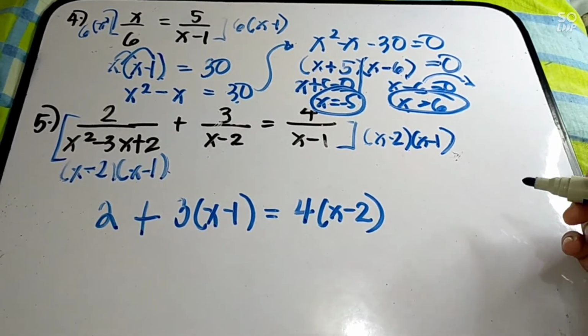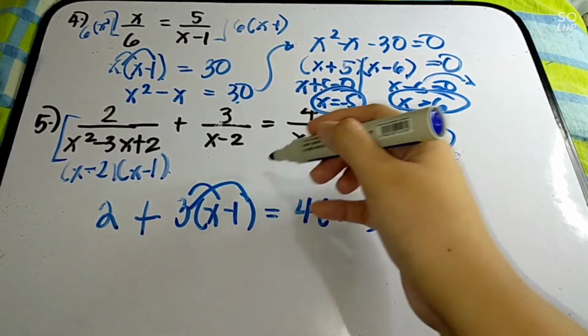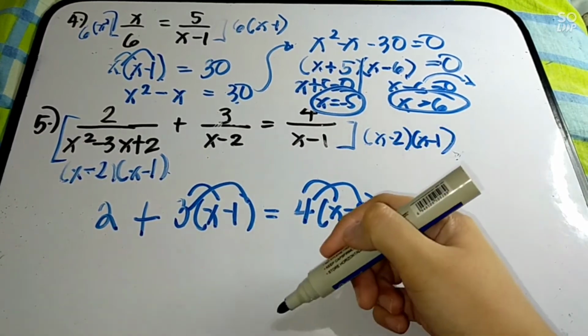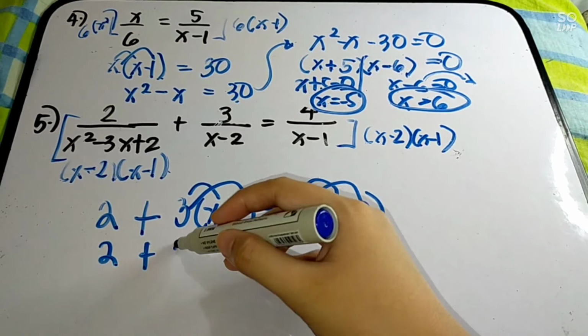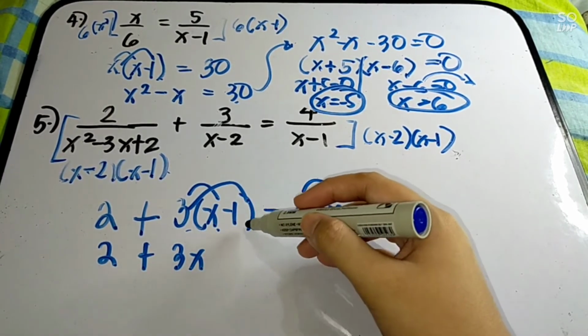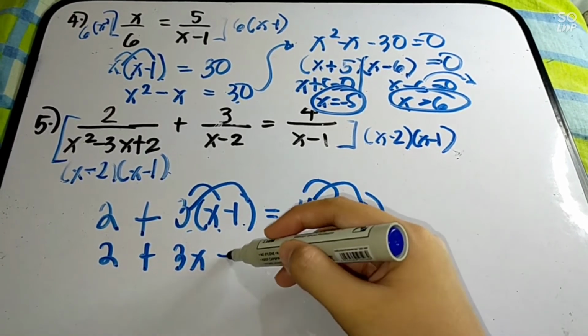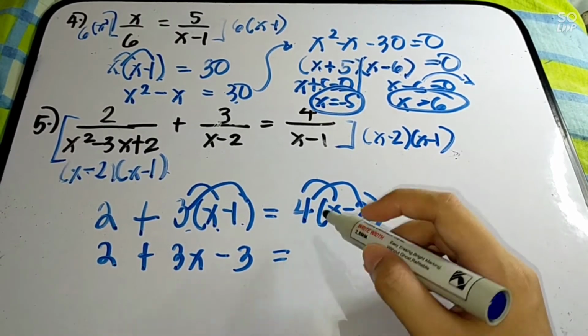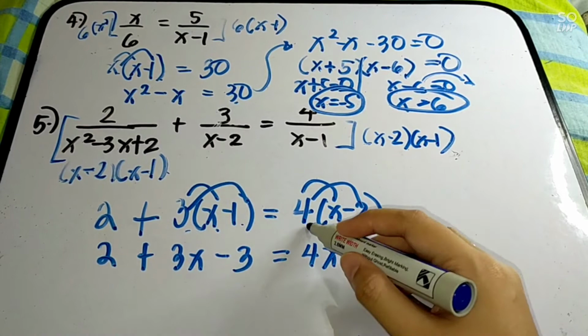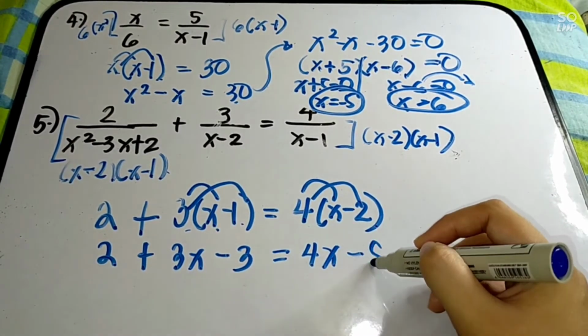Then, we are going to simplify by distributive property. Distribute mo, distribute mo. So, just copy 2 plus 3 times x, that is 3x. 3 times 1, that is negative 3, is equal to 4 times x, the answer is 4x. Then, 4 times negative 2, the answer is negative 8.